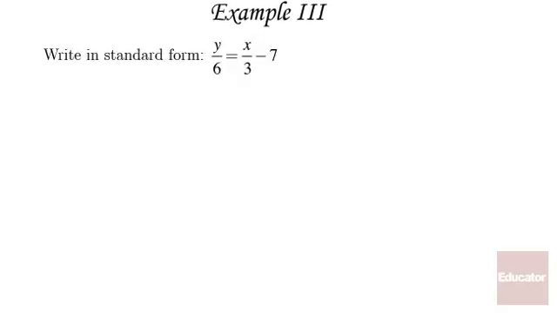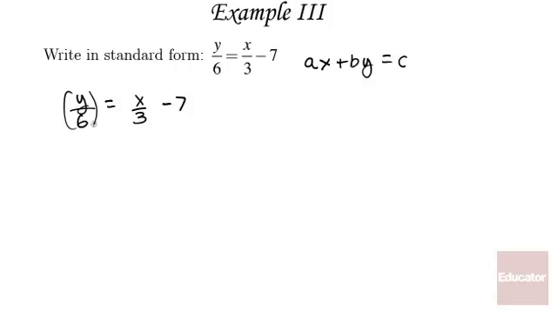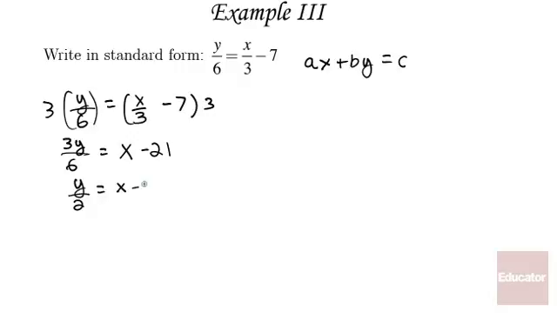Okay, in example 3, we're asked to write the equation in standard form. And recall that standard form is ax plus by equals c. I'm dealing with some fractions, and I need to get rid of those in order to get this in standard form. So I can do that by multiplying first both sides of the equation by 3. This is going to give me 3y over 6 equals, here the 3's will cancel out, negative 7 times 3, that's negative 21. I can simplify this to y over 2 equals x minus 21.